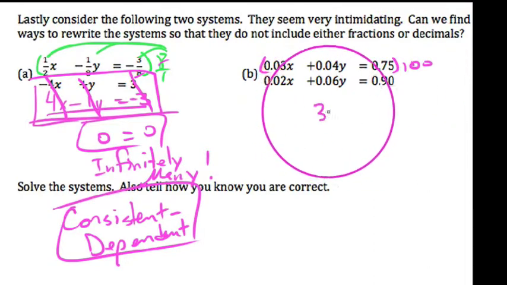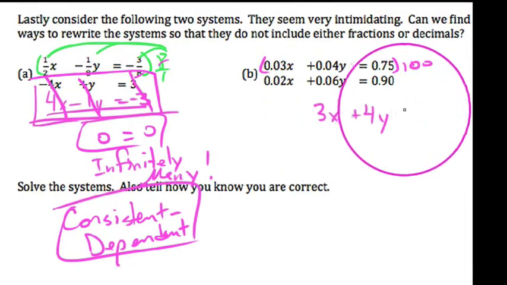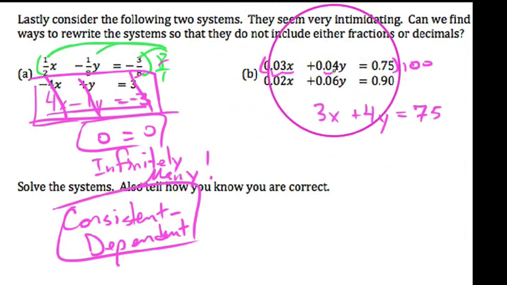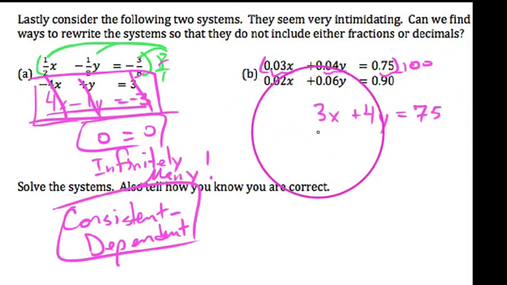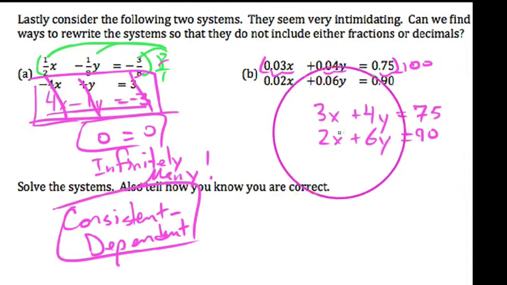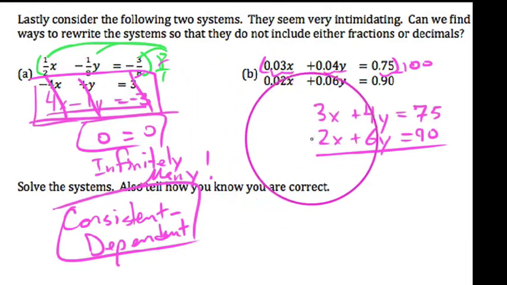We could just rewrite this as long as I do it in both equations the same number of spaces: 3x plus 4y equals 75, because all I did was go 1, 2, 1, 2, and 1, 2. So the second equation here would be 2x plus 6y equals 90. To solve this, I think I would do the elimination method. So why don't we go ahead and carry this one out here.